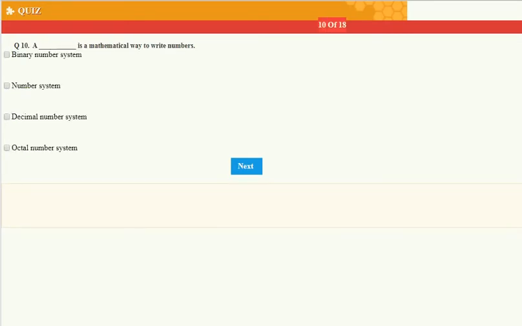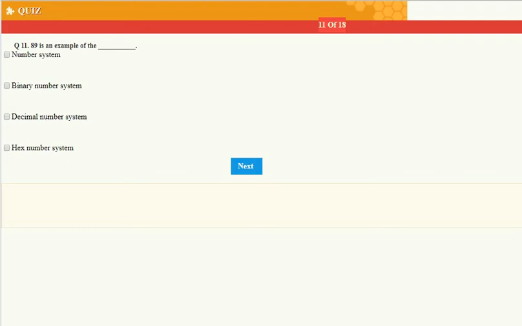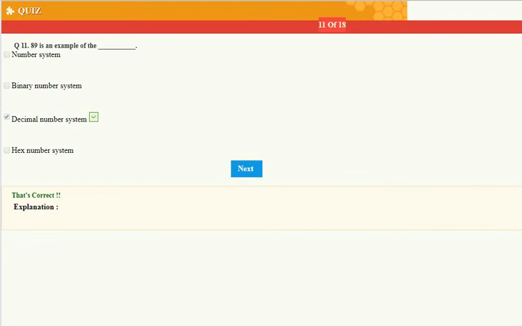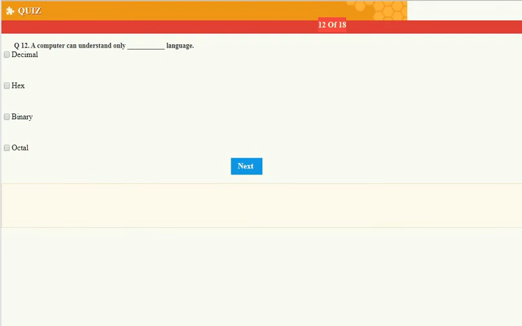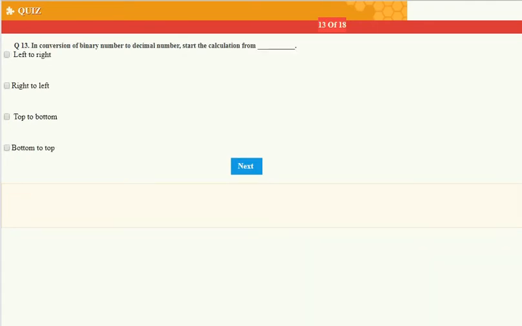A dash is a mathematical way to write numbers. What? Number system. 89 is an example of the decimal number system. That's correct. A computer can understand only binary language. In conversion of binary numbers to decimal numbers, start the calculation from right to left.